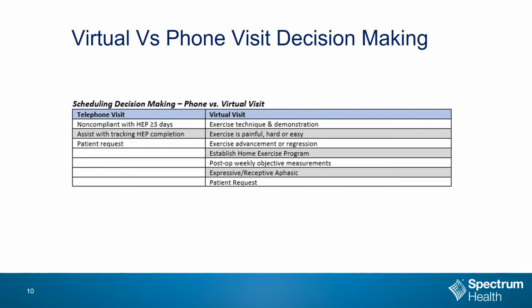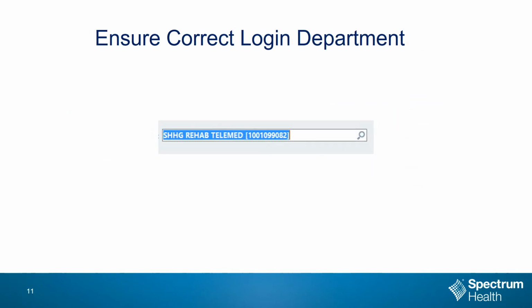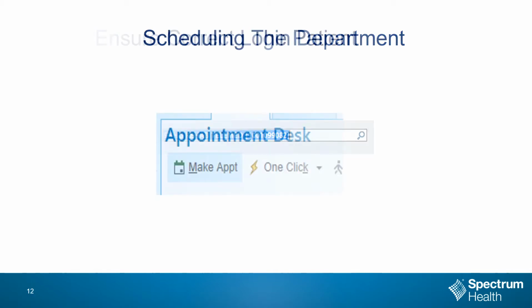Confirm the patient has had an active MyHealth account. If they have, continue to schedule the visit in Epic. The PSR will always log into the Epic department shown here, titled SHHG Rehab Telemed. Open the patient's appointment desk by clicking Make Appointment. Please remember the day desired for the appointment is important. If the patient does not have an active MyHealth account, schedule at least 2 days out so they can activate their account.